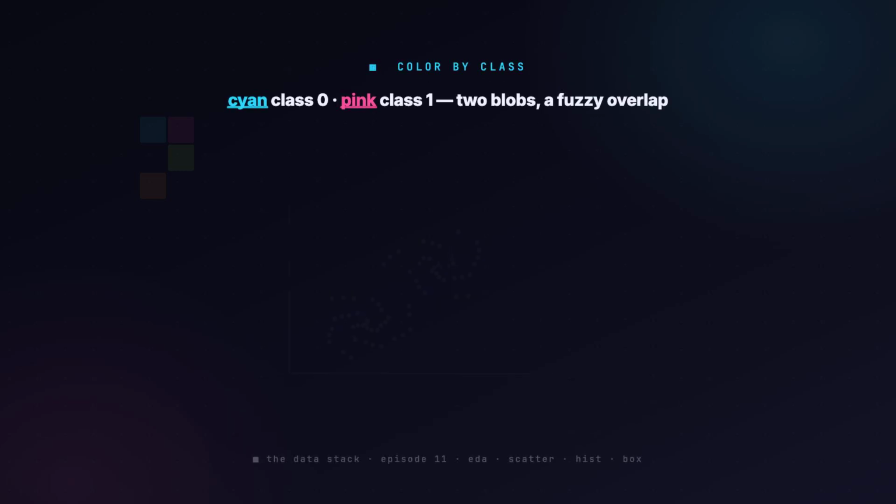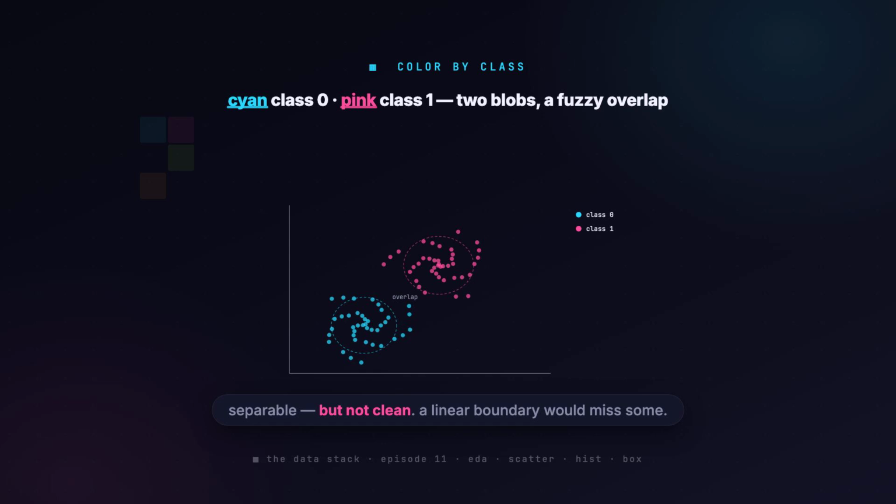Now color by class. Cyan for class 0, magenta pink for class 1. Two blobs separate out, one lower left, one upper right, with a fuzzy overlap zone in the middle. The scatter already tells you, separable but not cleanly. A linear boundary would miss some.